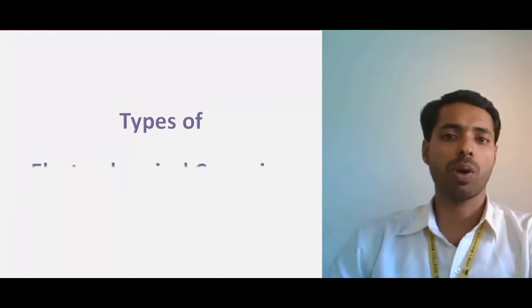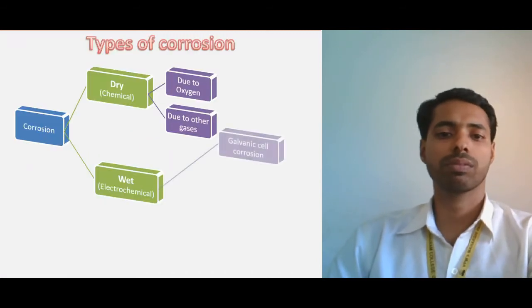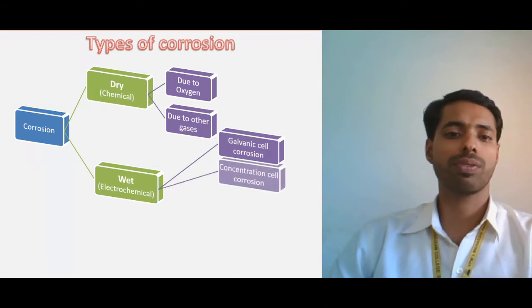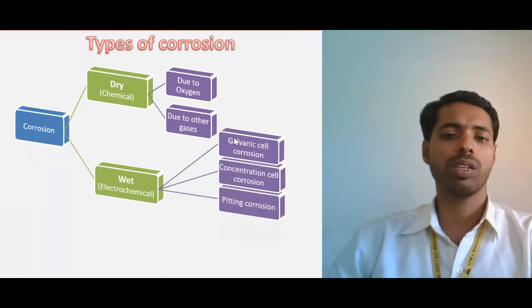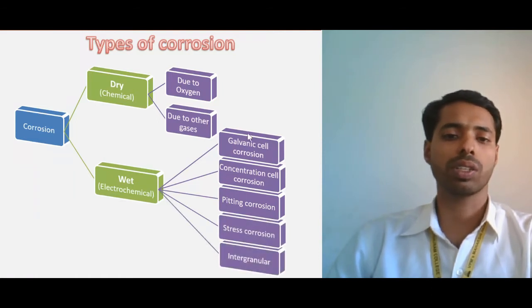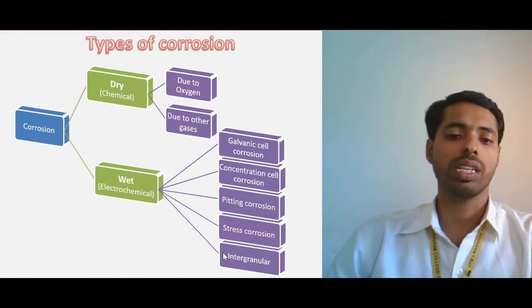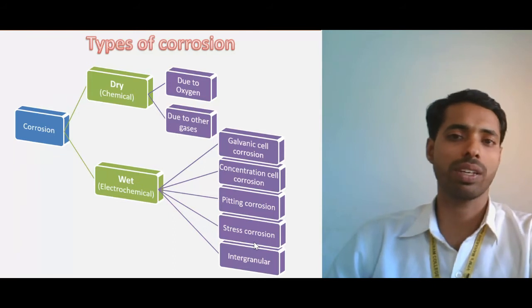We were talking about the types of electrochemical corrosion. We already discussed the first three electrochemical corrosions, which include galvanic cell corrosion, concentration cell corrosion, and pitting corrosion. Now, in this lecture, we are focusing on intergranular corrosion and stress corrosion. So, let's understand what intergranular corrosion is.